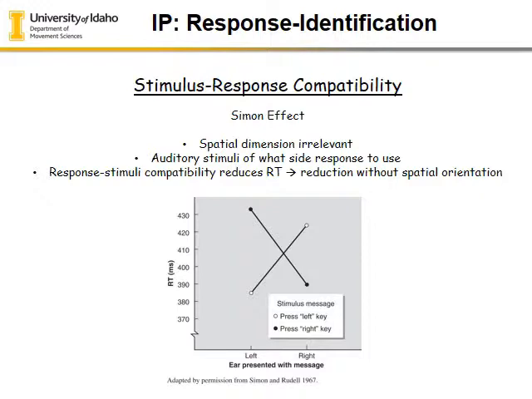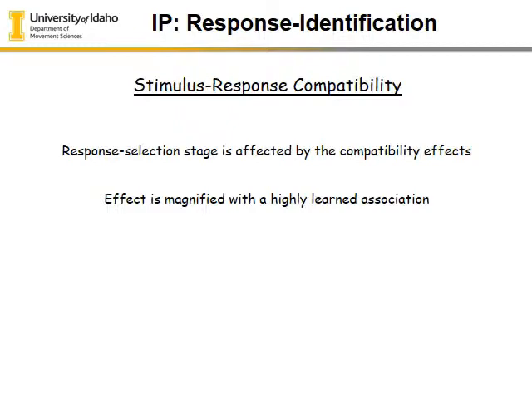So this again is called the Simon effect, and it's more of an auditory stimulus, so it doesn't really matter what the spatial, depending on what ear you hear it in. So the response selection stage is affected by these compatibility effects, and the effect is magnified as you have this highly learned association where left and left, right and right, and where spatial things are with how we want to grab things or just our environment in general.